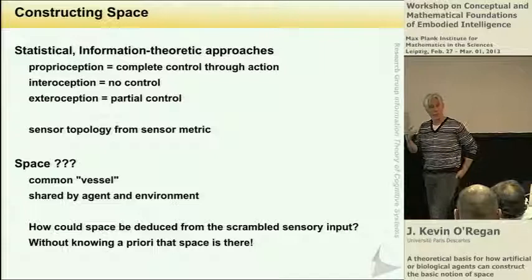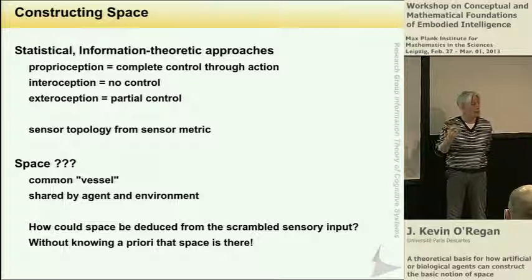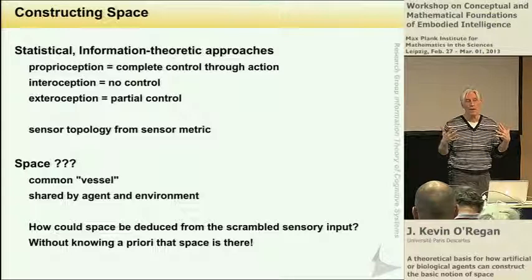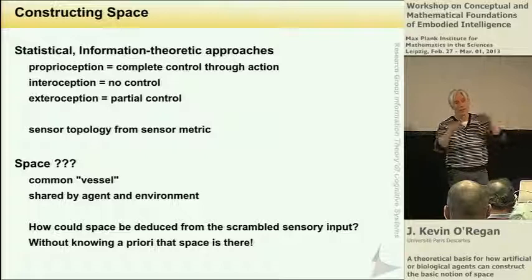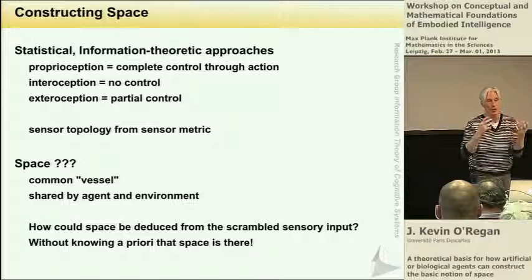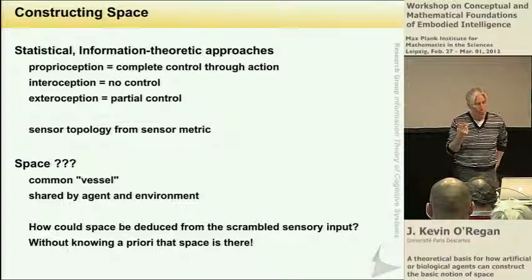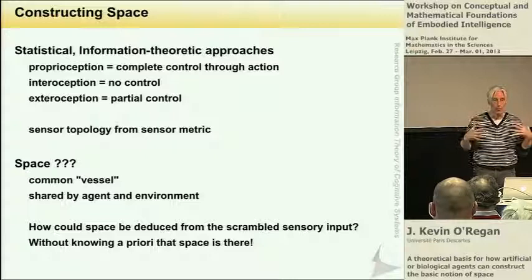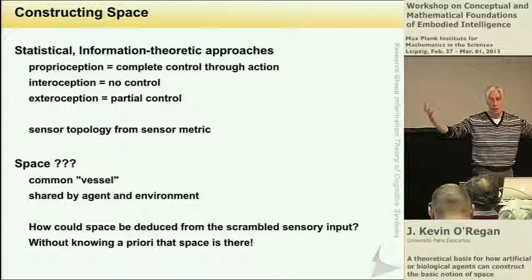Another thing that statistics and information theory would allow you to understand is the sensory topology that the agent gets from its sensory metric. So the agent could look at the metric that it has in its sensors and study the topology of the sensory manifold that it obtains, and from that get a notion of the proximity of the different types of sensory input. But such a topology would apply equally well to its internal states and has nothing intrinsically to do with outside space. It has no way of making the link between this topology that it gets using the metric of its own sensors and actual external space. Topology of sensors is not space.